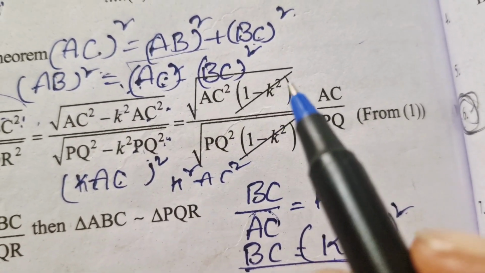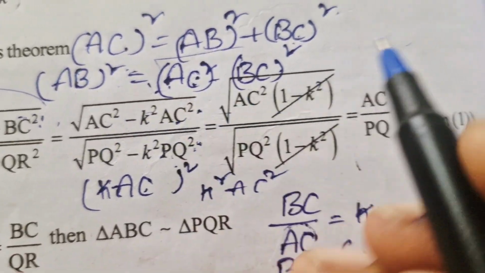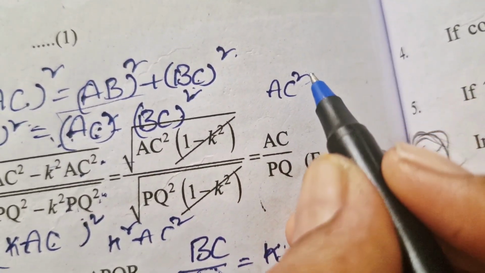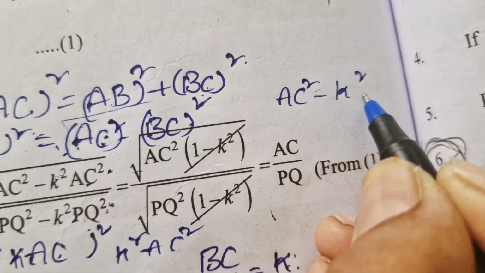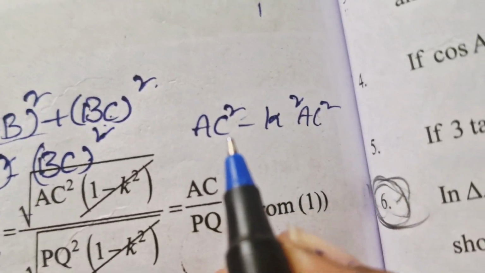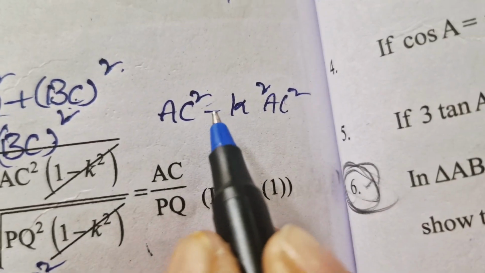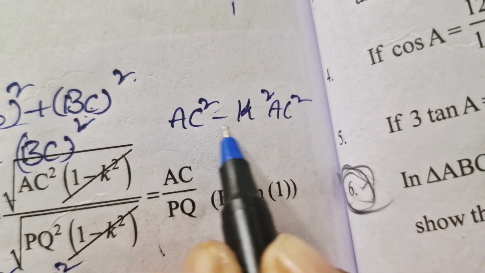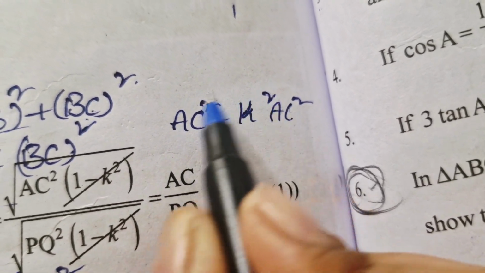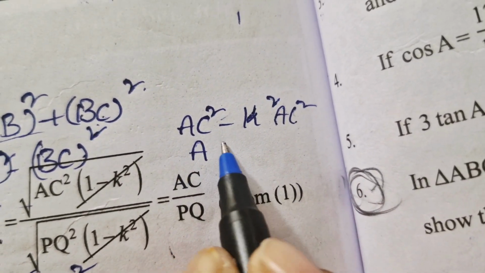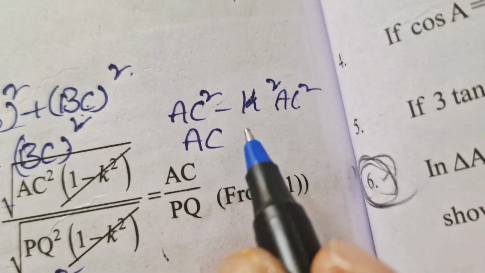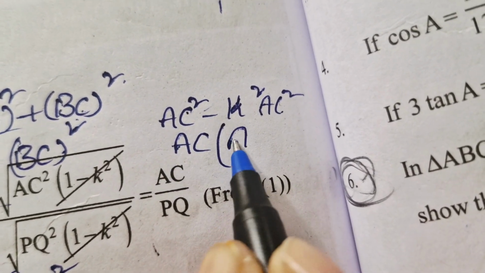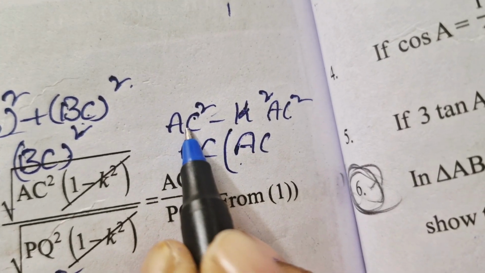So we have to take AC as common in this. Let me take AC square of AC square minus K square AC square. This is the given one. We got this one. So we have to take common. What is common in this whole equation? The whole thing. AC is common. So AC into AC square.